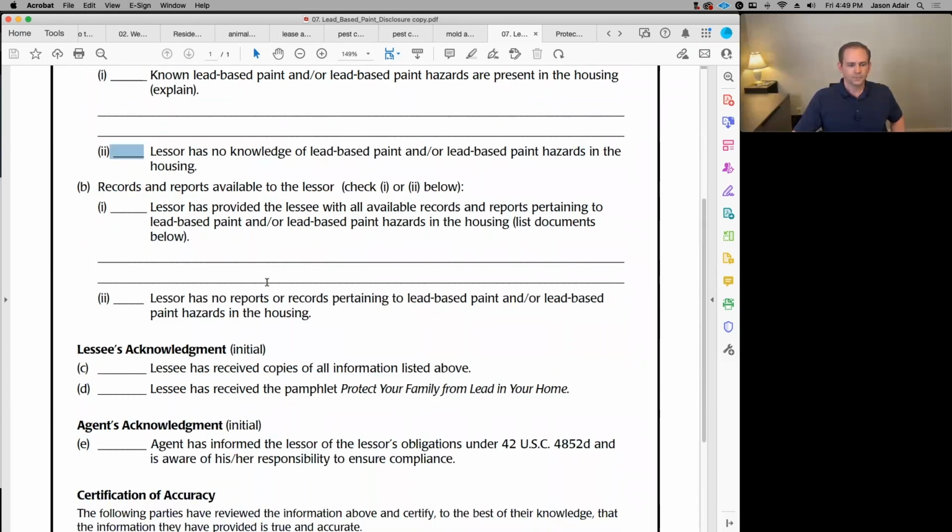Now, if you checked one, I believe, records and reports available to lessor. Okay, if you check that there is known lead-based paint, what is the next thing here? Lessor has provided the lessee with all available records and reports pertaining to lead-based paint and/or lead-based paint hazards in the housing listed below. If you've checked one, there is lead-based paint, then you would initial here. If you don't know of anything and you have no reports or records pertaining, then you initial here. So you see what I mean? You have to think this through logically, and that's why I just keep one, because I don't want to do this every single time and really go through that mental grind. If I just highlight the ones for that particular house, I know I have it right every single time.